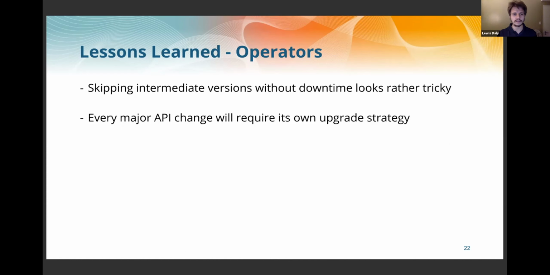Final little lessons learned. One of the questions we didn't know was, can operators skip intermediate versions without downtime? And our answer is probably not. You might find a way, but it looks kind of tricky, at least in the way that we've set this up. There might be other ways you find to do it, but taking this paradigm, it might not be that easy. And finally, every major API change will require its own upgrade strategy.